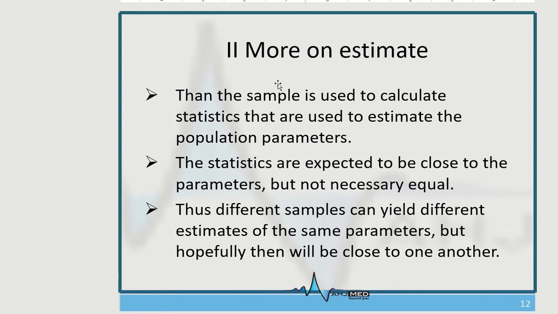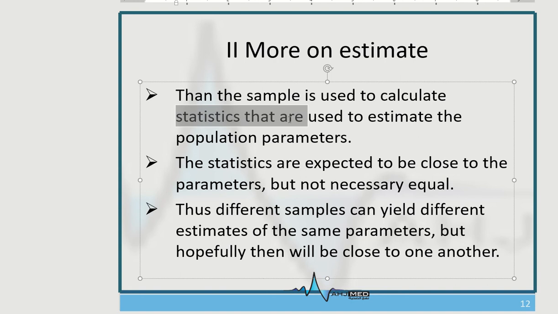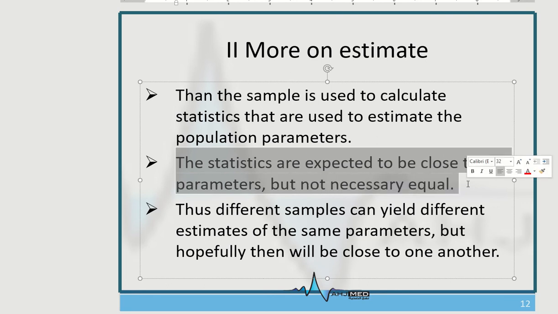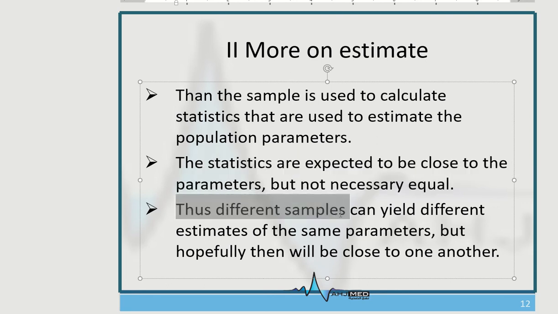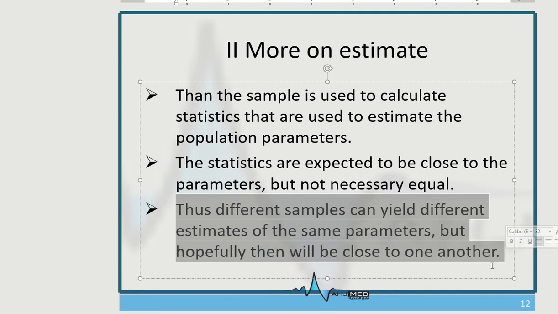More on estimates. The sample is used to calculate statistics that are used to estimate the population parameter. We've said that more than once. The statistics are expected to be close to the parameters, but not necessarily equal. Different samples can yield different estimates of the same parameter, but hopefully they will be close to one another. Every time you take a different sample from the same population, you will calculate a new estimate that is still trying to estimate the real population value, so it will be close to it, but it will be a different value.